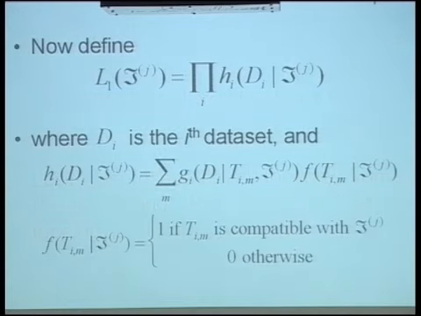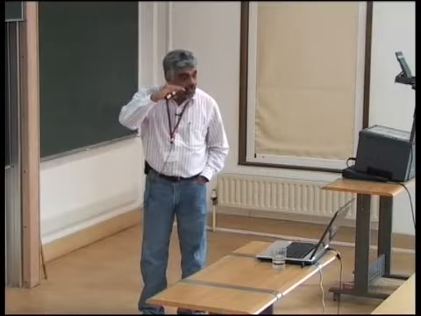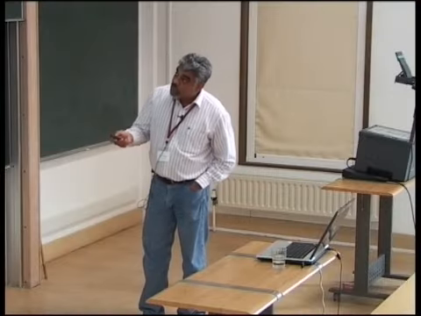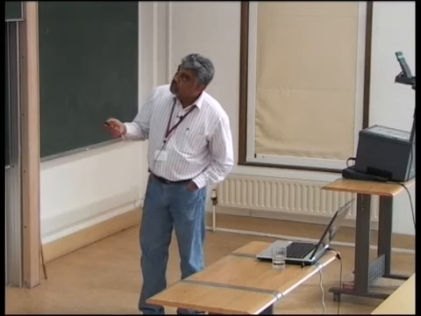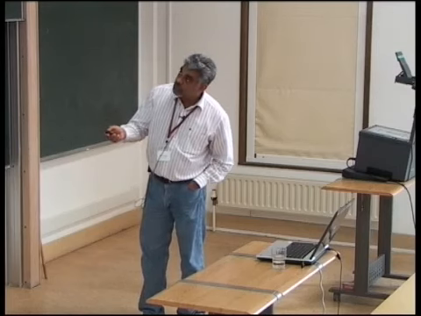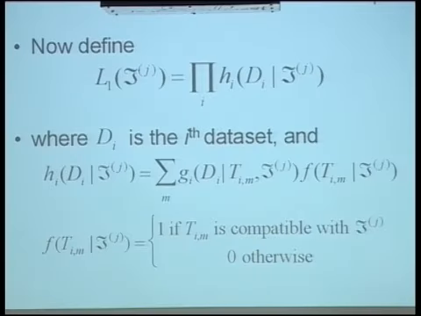So now you can see what I'm going to do next. I'm going to define a likelihood function that is simply the product of the likelihoods of the individual data sets. This d_i is the individual data set. This h represents the likelihood. And how am I going to get that likelihood? I'm going to get that likelihood this way. I'm going to scan through all of the topologies in each of the sub-data sets. And if it's compatible, I'm going to give it a value of 1. I'm going to allow it to contribute to the sum. And if it's not compatible, I'm not going to allow it to contribute to that sum.